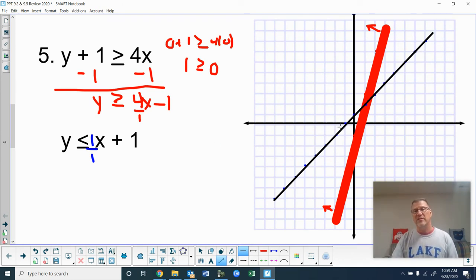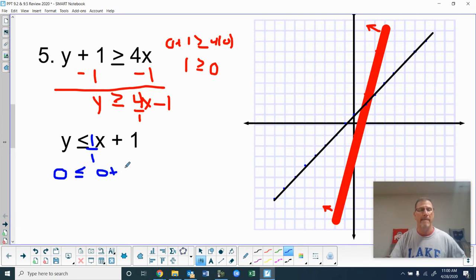And when I put 0, 0, again, we didn't touch the 0, 0, so we can use that. Oops, I need to go back to my pen. So 0 is less than or equal to 0 plus 1, which is 0 is less than or equal to 1, which is true. So I go towards the 0, 0, because there it is. So towards it, because it worked.